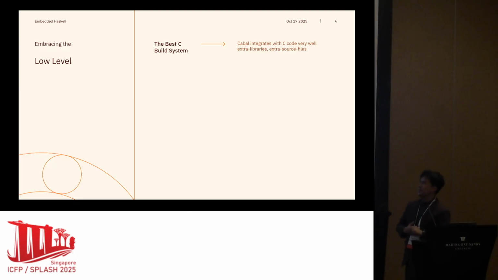Cabal is actually the best C build system we've used. Cabal is really great with integrating extra libraries and extra source files. So if you ever need a C build system, even if you're not using Haskell, I would just use Cabal anyway. Everything works so well. There's been a lot of great work. It even builds C++ very well too. Everything integrates very well with Cabal. So if you're working with C code, Cabal is great. There's so much work on that.